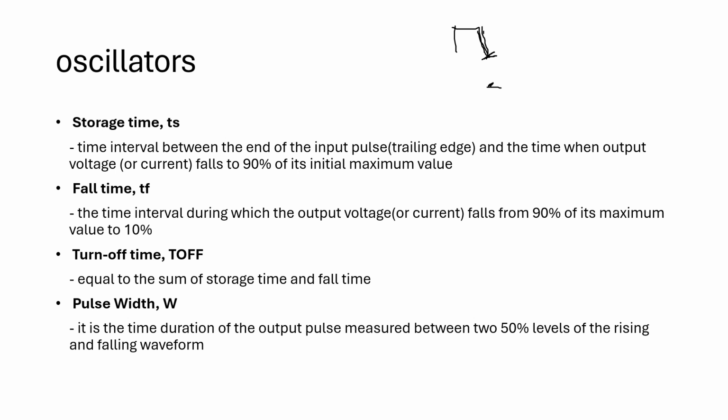And then we have a fall time. So the fall time is the time interval during which the output voltage or current falls from 90% of its maximum value to 10%. And your turn off time is equal to the sum of the storage time and your fall time, or T off is equivalent to TS plus TF. Okay, then we have the pulse width. So it is the time duration of the output pulse measured between 50% levels of the rising and falling waveform. So that is your definition for your pulse width.